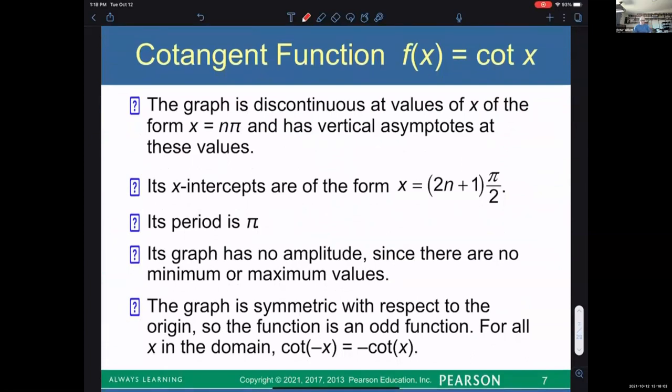Properties of cotangent, well, it's really just a modified tangent graph. So it's going to have the same period, still pi, and what used to be the discontinuous values of tangent are now the x-intercepts of cotangent, the odd multiples of pi over 2, and what used to be the x-intercepts of tangent are now the discontinuities of cotangent. Its graph also has no amplitude because it goes off to these infinities. It's also symmetric with respect to the origin. So it has a lot of similarities with the tangent function.